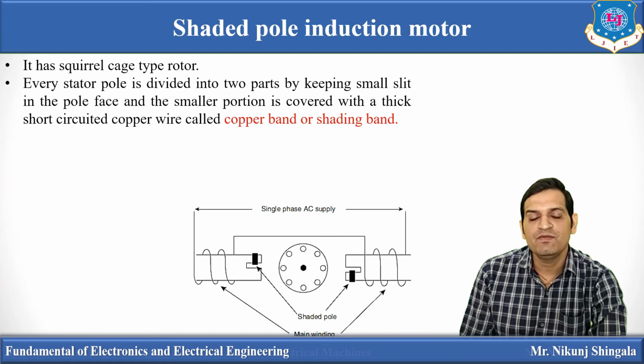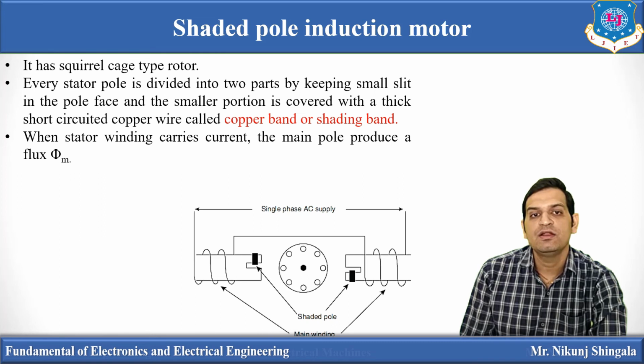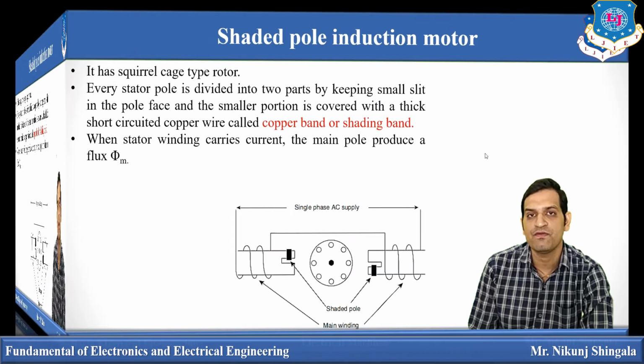Because of this arrangement, the resultant flux produced by the stator winding will be rotating, so the rotor will start to rotate. When the stator winding is connected to the single phase supply, it will produce the main flux phi. Some amount of this flux will be linking with the shaded pole, and the flux linking with the shaded pole will produce current in it. So secondary flux will be produced in the shaded pole, which is phi s.